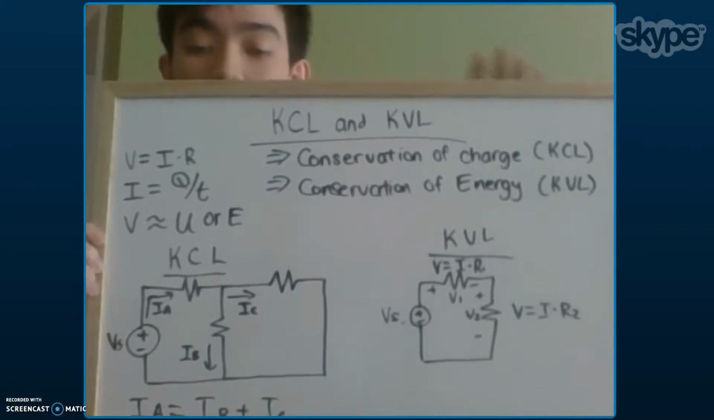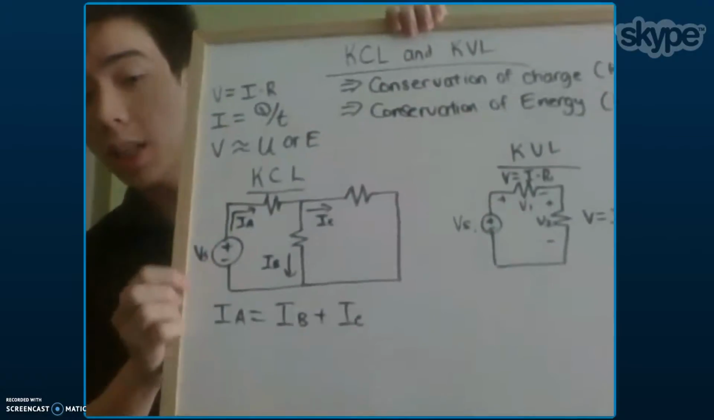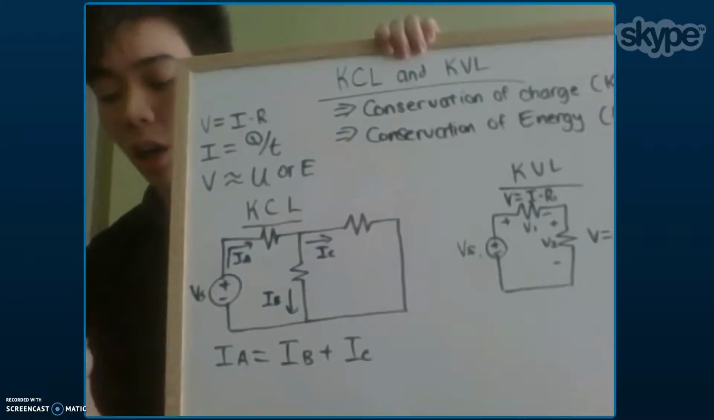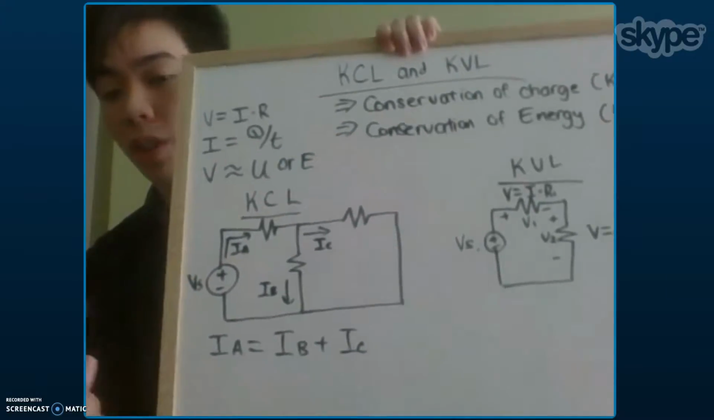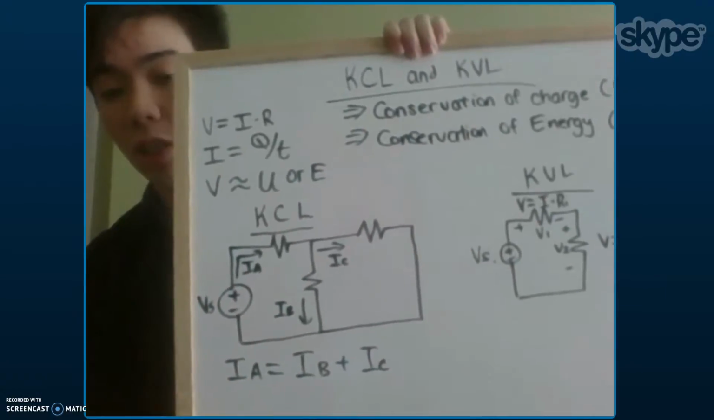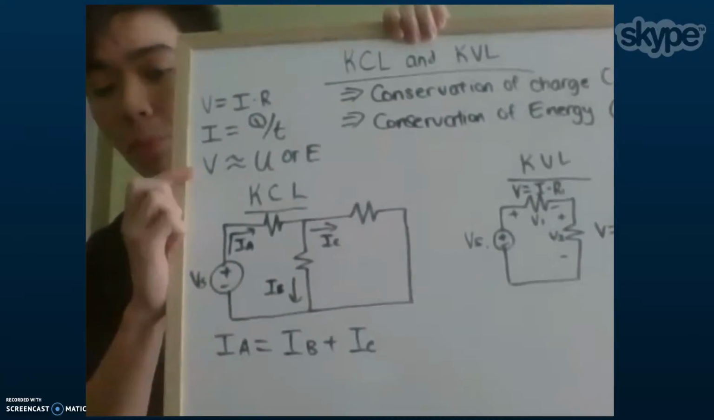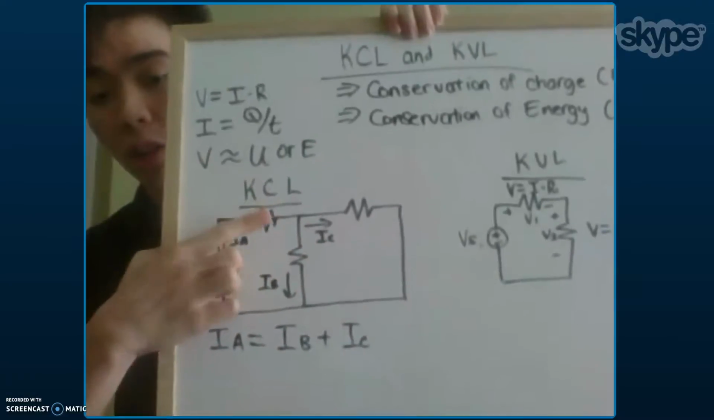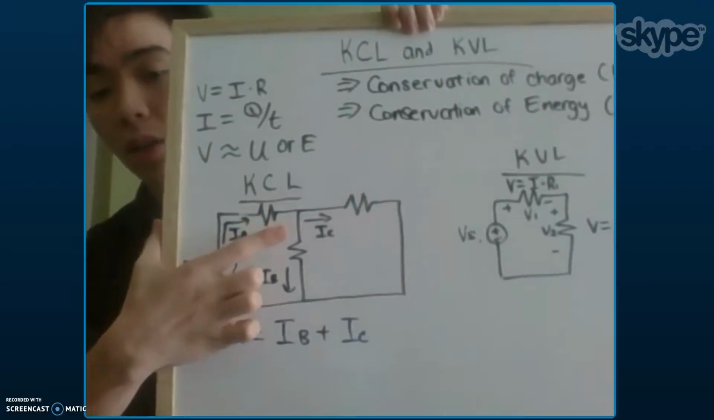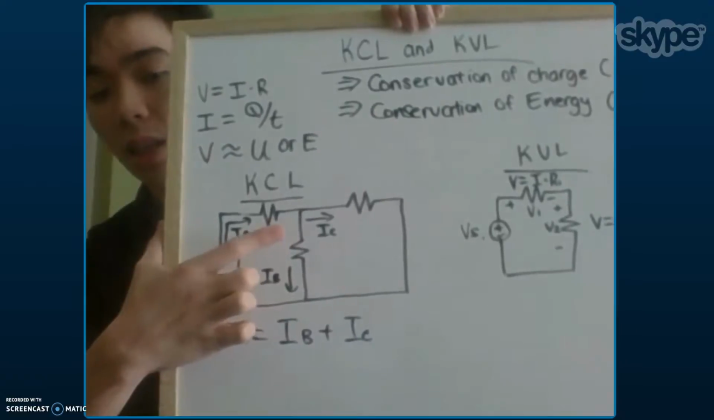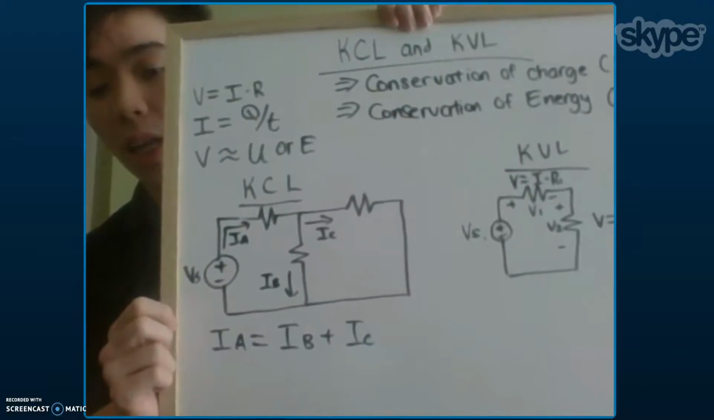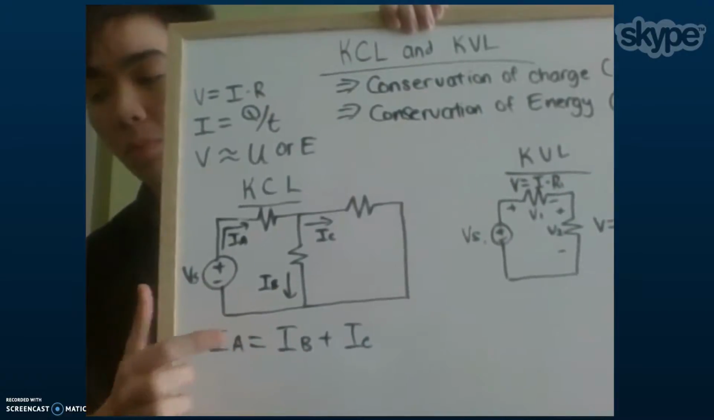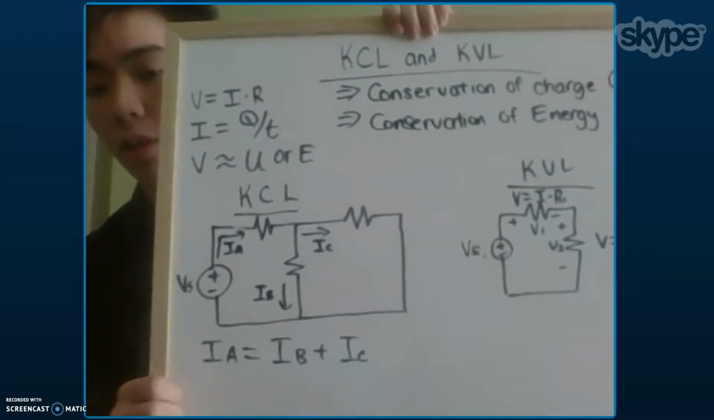So, to get into a bit of an example, we have KCL right here. What KCL says is that any charge that enters a node must have equivalent charge leaving it, hence conservation of charge. As you see here, the current IA enters the node on the top right over there, and current IB and IC leave that node. So what we can say is that IA equals IB plus IC. And this is the definition of Kirchhoff's current law.